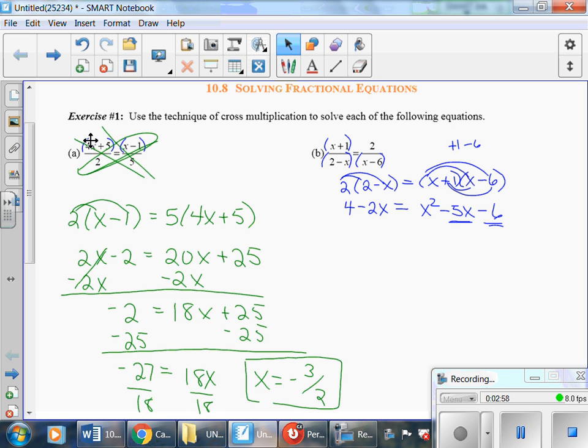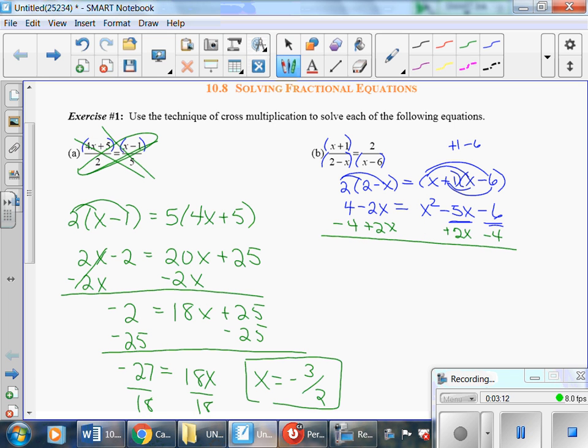Now, we're also going to remember that when we solve a quadratic, we have to have this puppy equal to 0. So I'm going to take this minus 4 plus 2x. I'm going to line them up. So plus 2x and a minus 4. I line them up with my like terms. These cancel, and I get x squared minus 3x minus 10. And I'm going to put my equal 0 at the back because that's the way I like it. So now we have this quadratic.